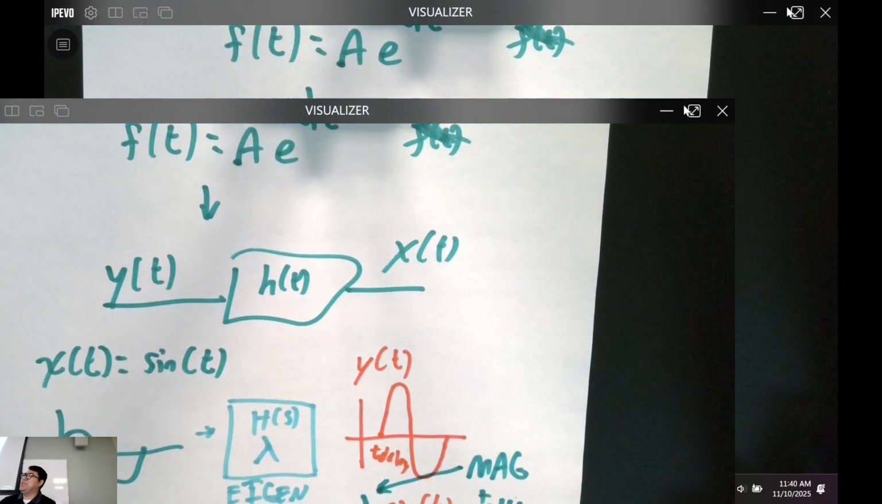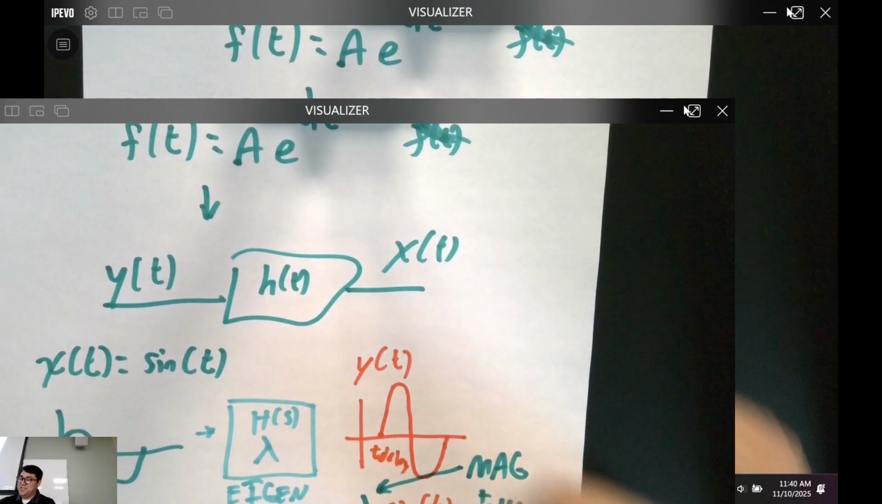Is that good with everybody? If I put a sine wave in, I get a sine wave out, right? So this is constant.